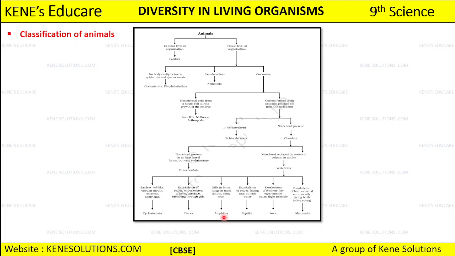After that, we have Reptilia. Reptilia has an exoskeleton of scales, and they lay their eggs outside the water. After Reptilia, we have Aves, where the exoskeleton is made up of feathers. They lay eggs outside the water, and flight is possible in them. Then we have Mammalia, where the exoskeleton is made up of hair, with external ears mostly, giving birth to the young ones. So this is what we have discussed.